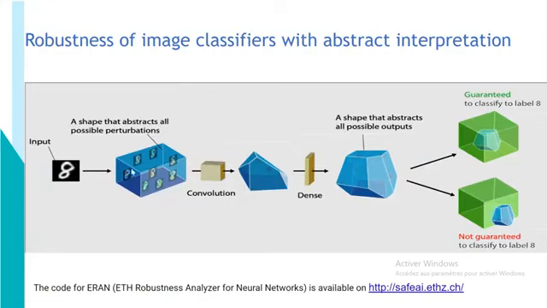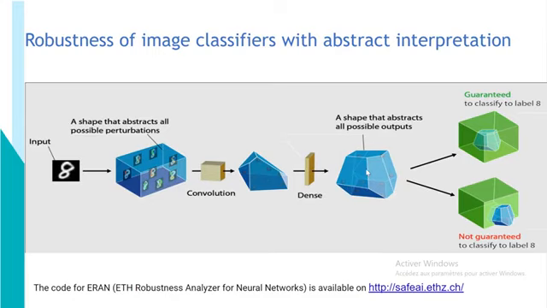The model exists in the case of image data here. How it works: I have an input, and if you can see this 8 here, it's receiving different attacks, different perturbations. Then what I will have is a shape that abstracts all the possible perturbations. Then I will study, if I give this domain to the convolutional layer of the model, what will be the shape of the domain as an output, and so on. So this is what I study.